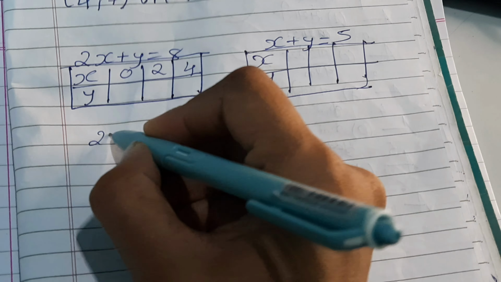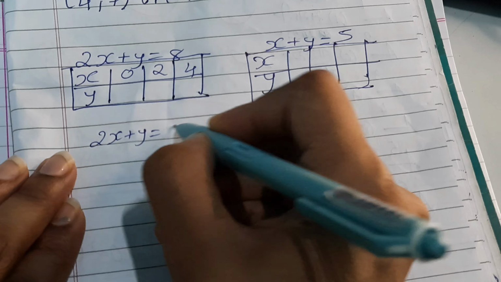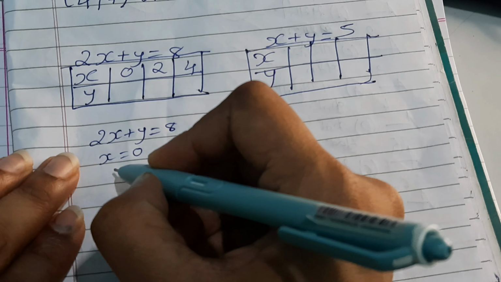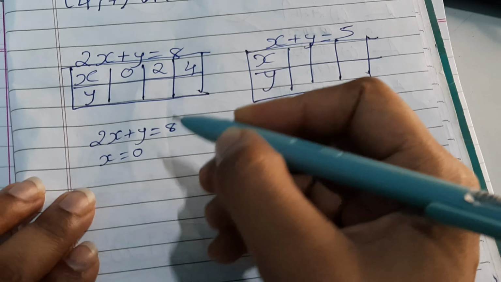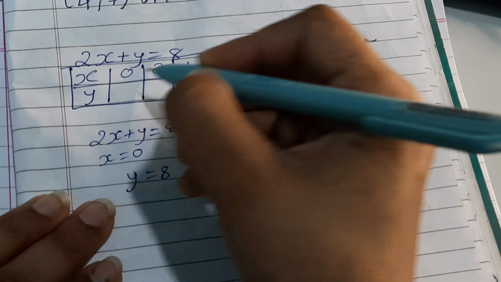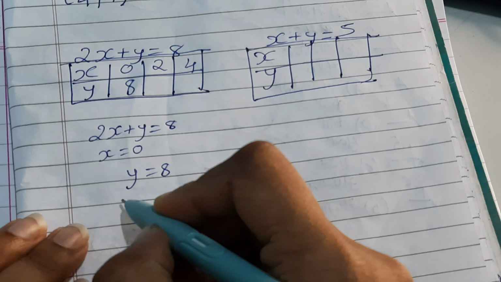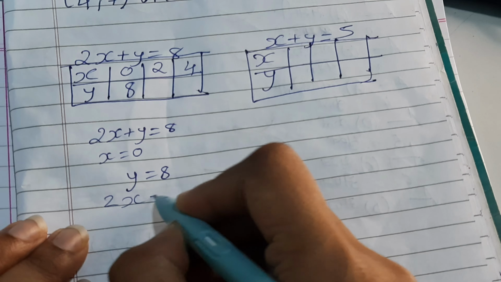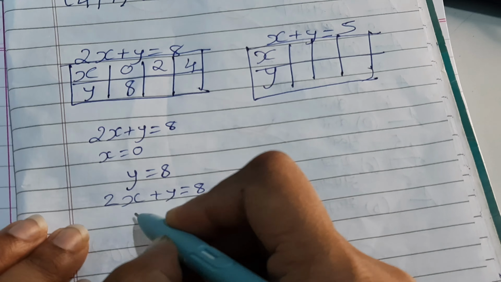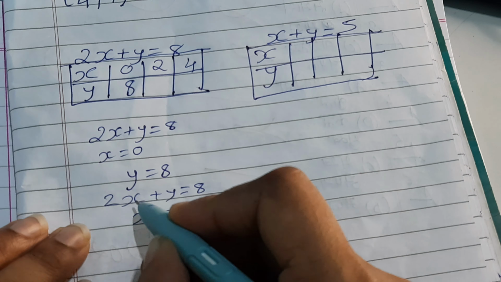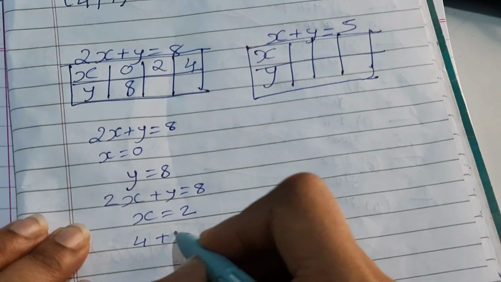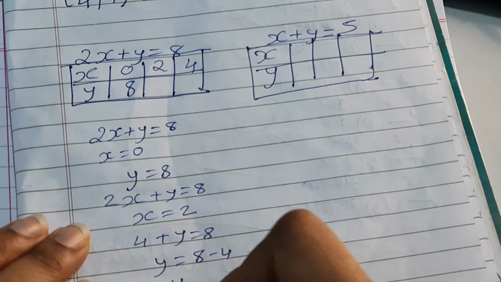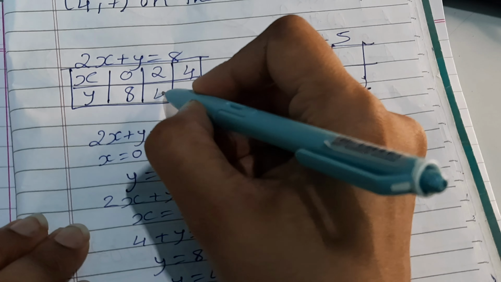So write down 2x plus y is equal to 8. If I take x to be 0, y will be 8. So here you all can write down 8. If I take x value to be 2, I will get 2 2s are 4 plus y is equal to 8. So y is equal to 8 minus 4, y is equal to 4. So here I will get 4.